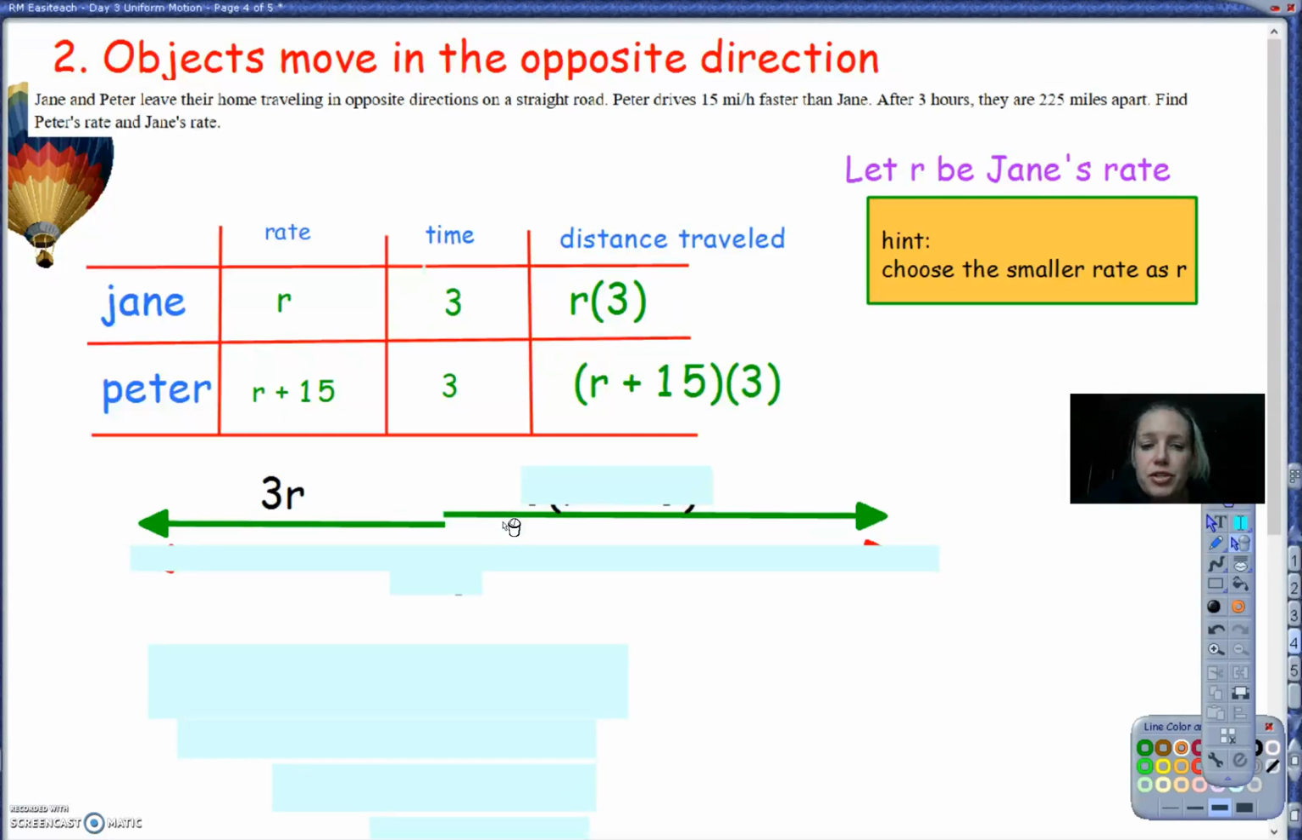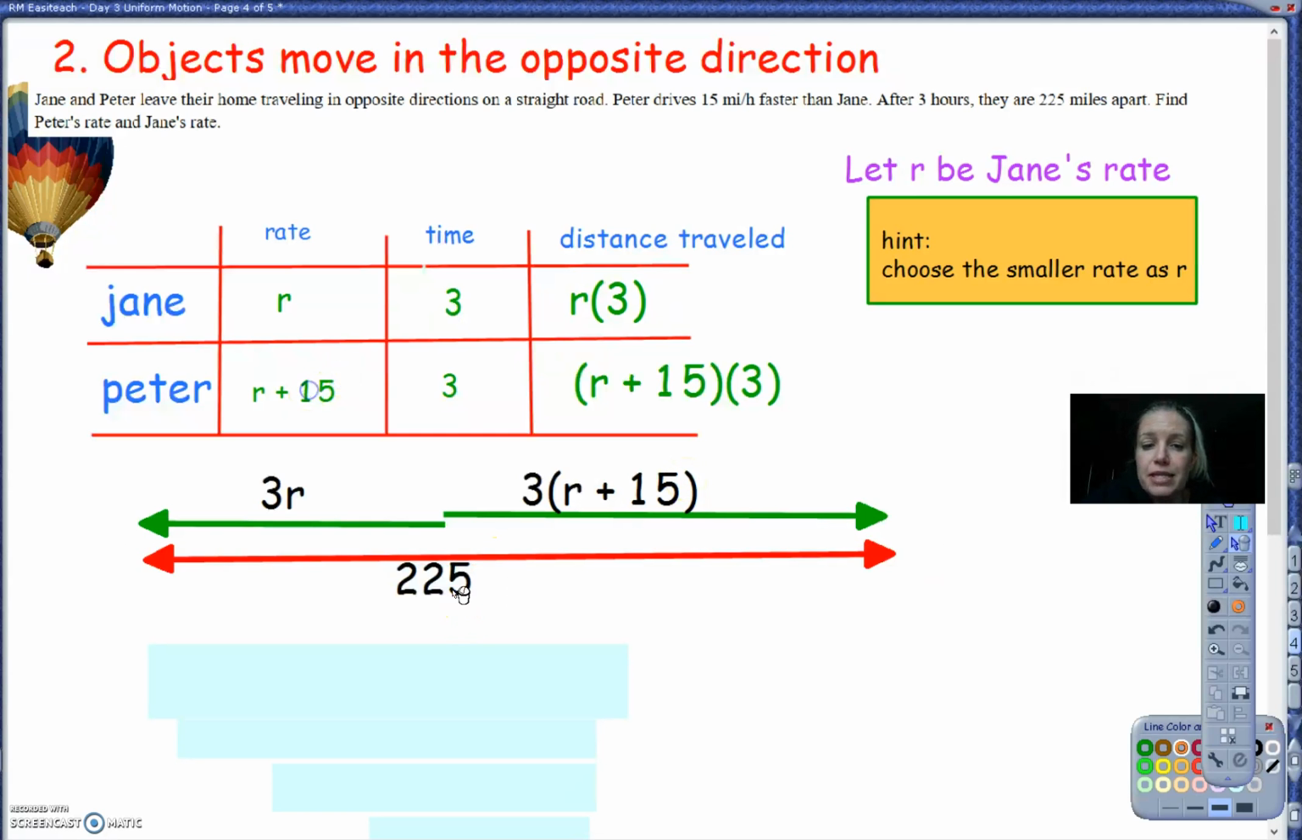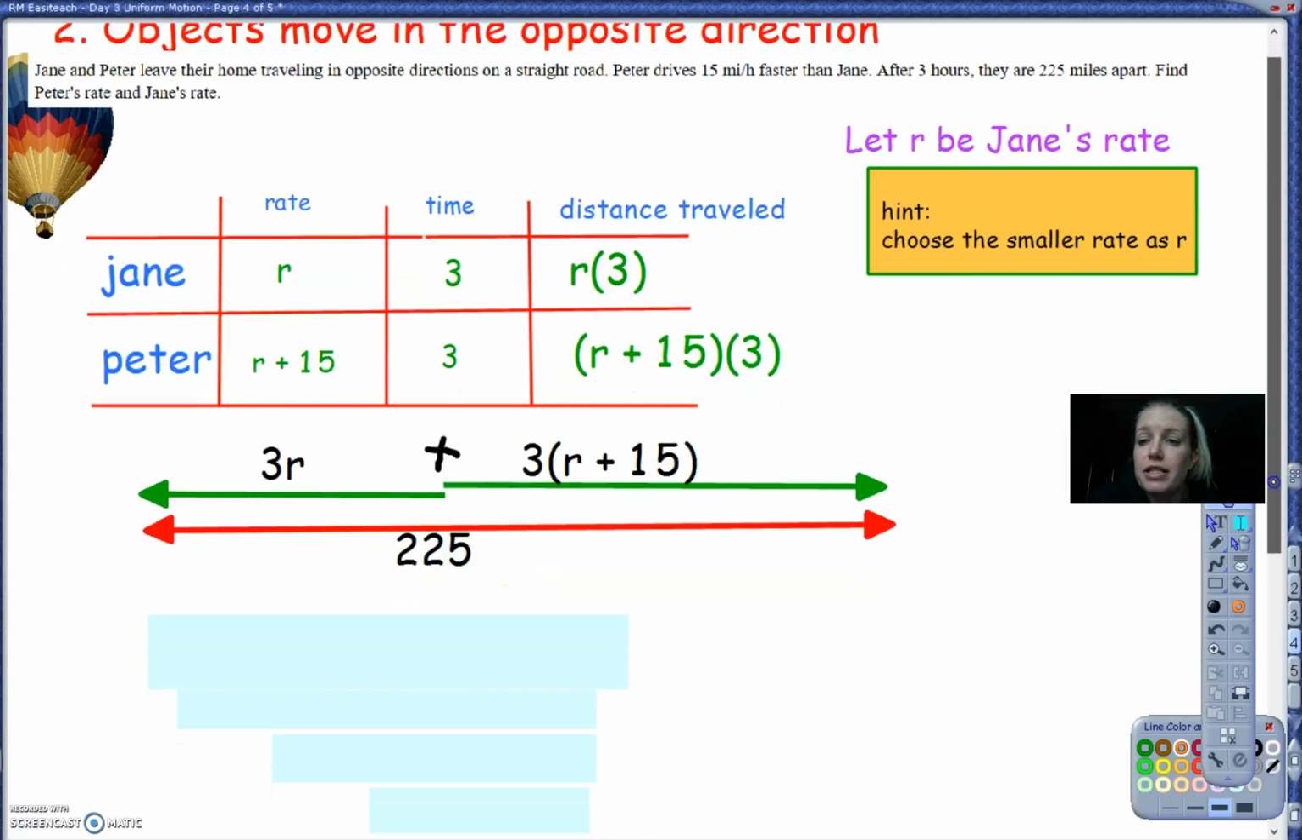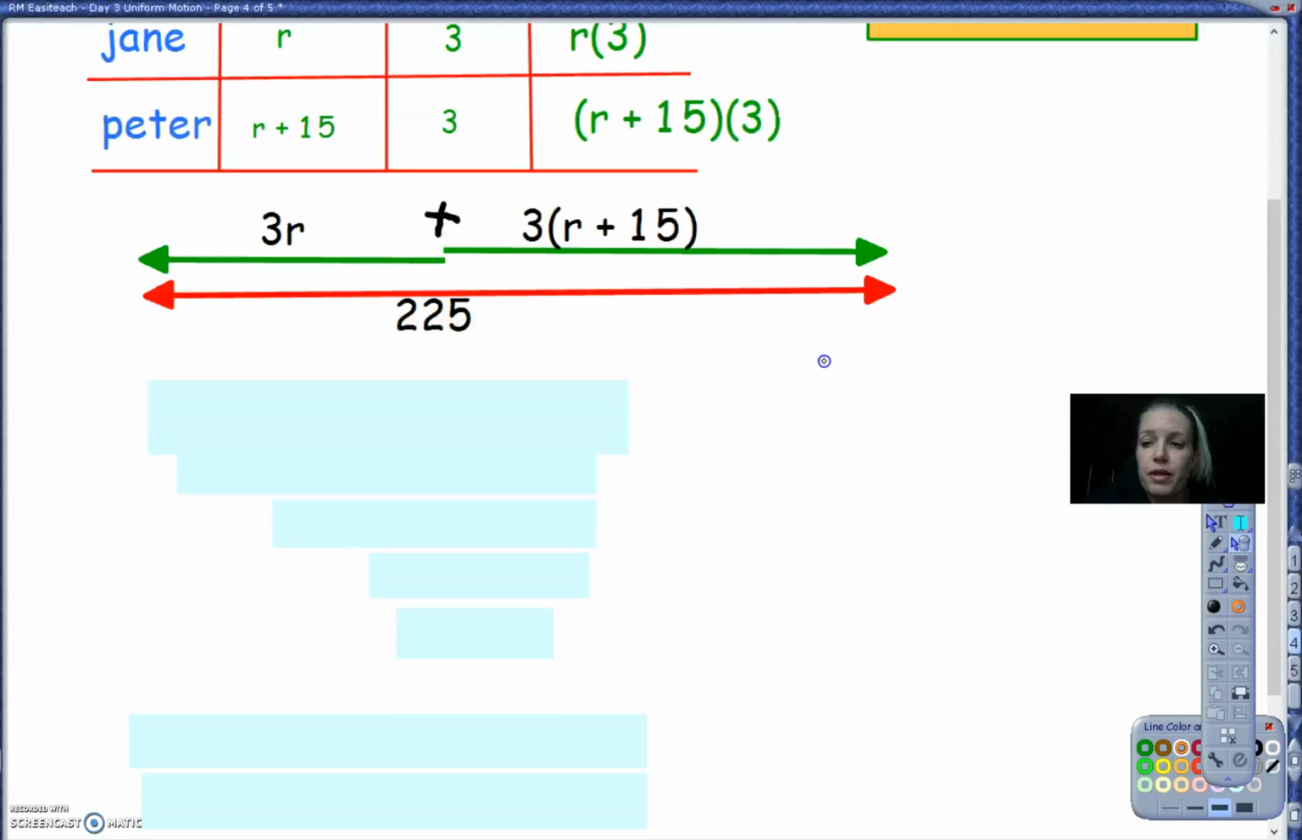If they're traveling in opposite directions, we have this one going to the left, that will be Jane, and to the right, we have Peter. Together, they are traveling a distance of 225. So we need to figure out what together means, what operation we're going to be talking about: plus. So these two being added together is going to equal 225. And that's where our equation comes from. 3R plus 3 times the quantity R plus 15 equals 225.